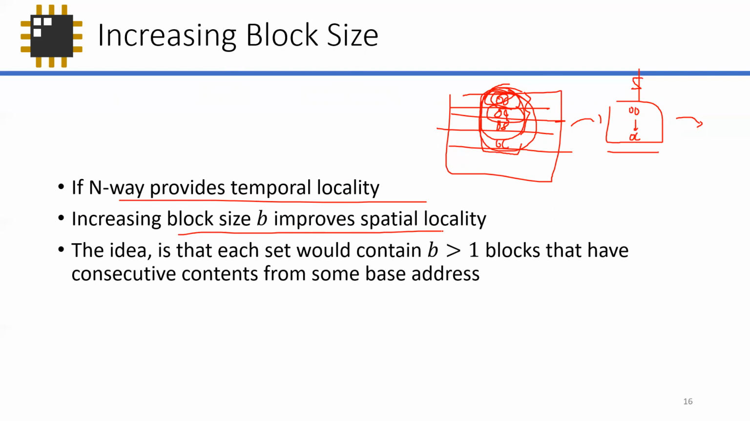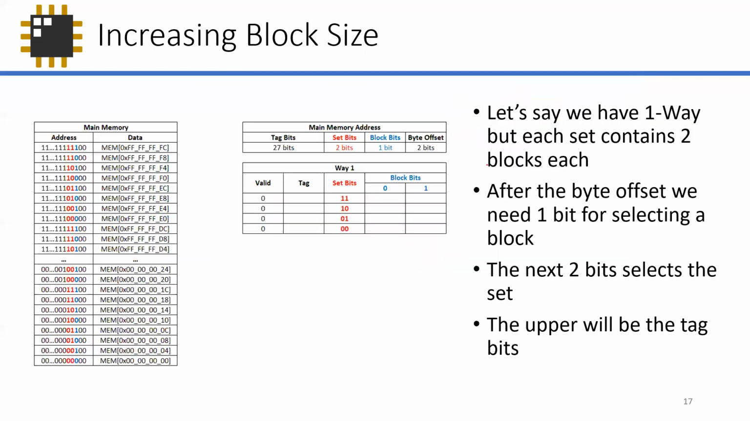Now, the idea is that each set would contain more than one block. What we had previously is that, if this is the set bits, right, and then let's say 000, in an example earlier, we only had one word. Now what we want to do is, let's say we have a one-way set, it still is one-way, but per set, we actually save two consecutive data, consecutive in the address. It's pretty much simple, right?